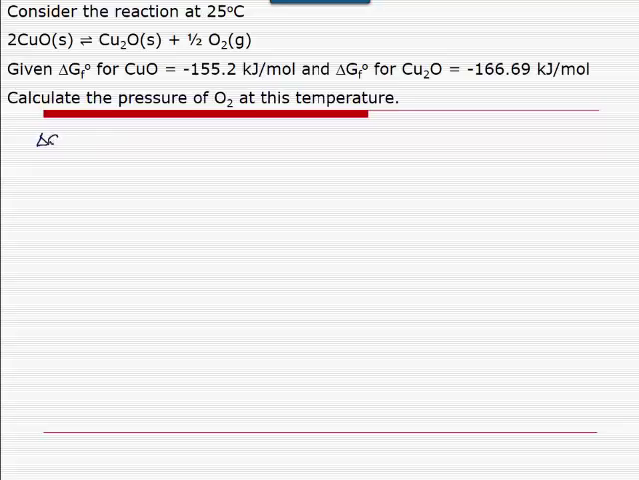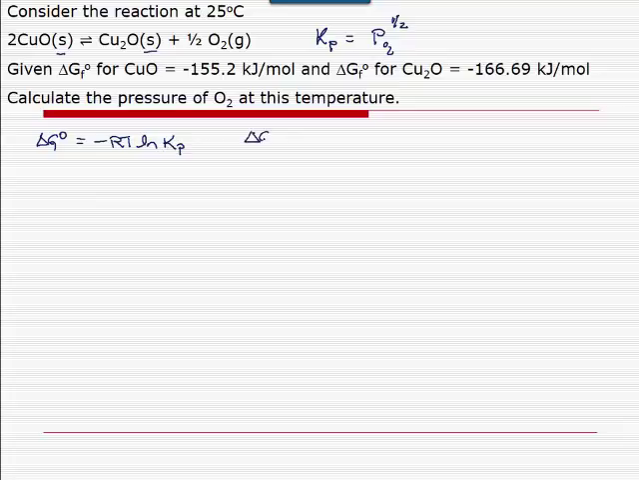We know that the standard delta G of a reaction is equal to minus RT natural log of K. And when you're dealing with pressures, you would get a Kp. I also know that if I wrote the Kp expression for this reaction, it would be the pressure of O2 to the 1/2 power. And I wouldn't include these two because they're solids. So I know that if I could get Kp, I could get the pressure of O2 and solve the problem. So how am I going to get Kp?